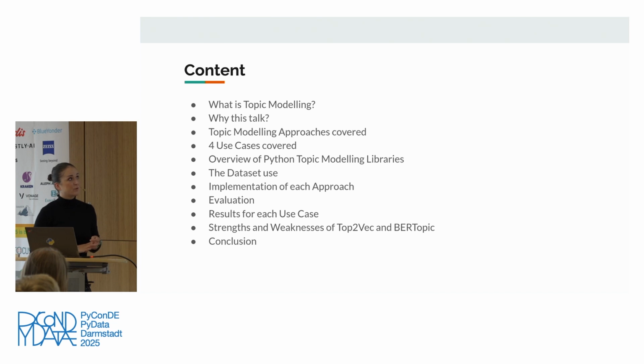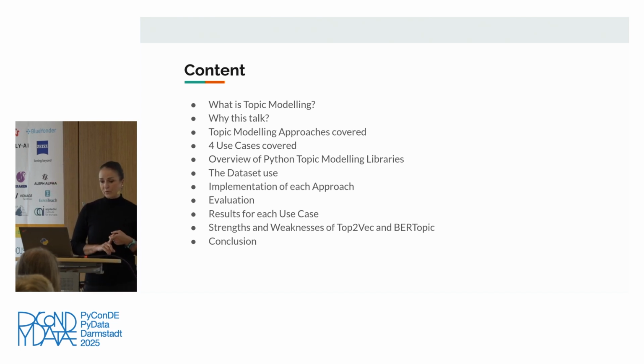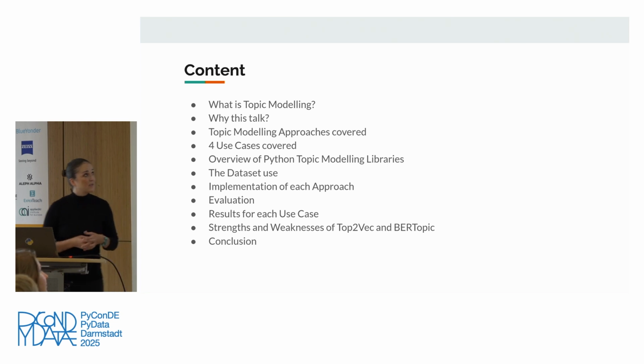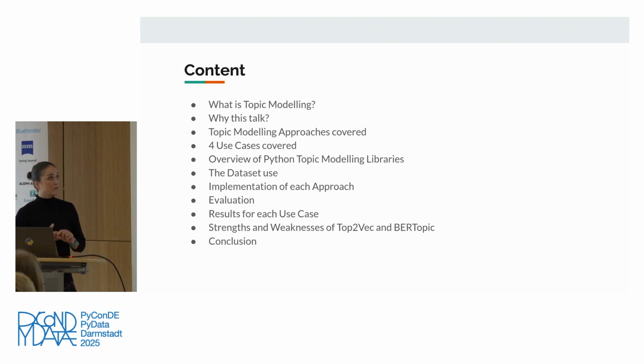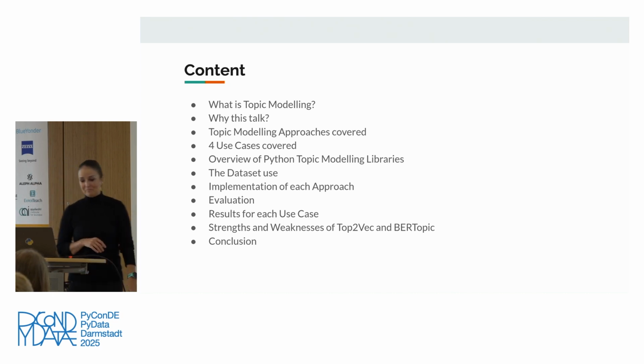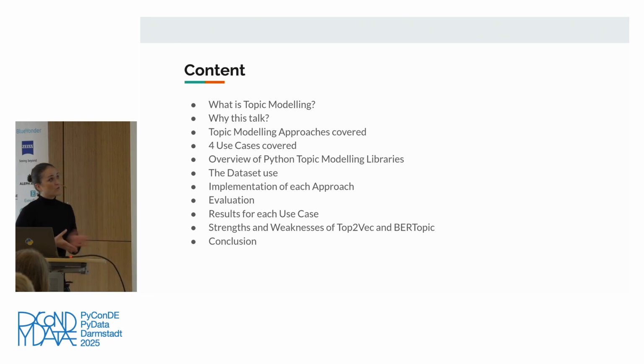So the content of today's presentation is going to be, first of all, I'll introduce you to topic modeling very quickly. I assume, given that you're here, you already know what it is anyway. Then why this talk, why I decided to talk about topic modeling in the first place, the different topic modeling approaches covered during my talk, and 4 use cases that I'm going to cover based on industry experience. Yes, I worked in industry for 1 single year and then I quit and off to Asia. And then an overview of the Python topic modeling libraries, the dataset that I used, why I chose this specific one about climate change policy documents. Then very briefly the implementation of each approach, the evaluation, the results for each use case, then the strengths and weaknesses of Top2vec and BERTopic, the main topic modeling libraries that I'm going to cover, and a conclusion.